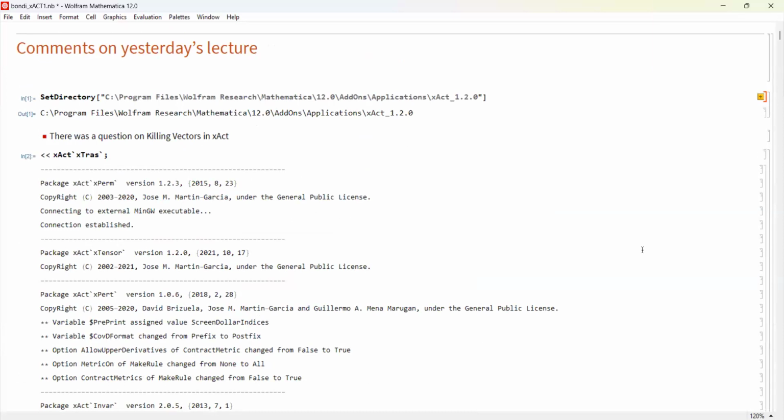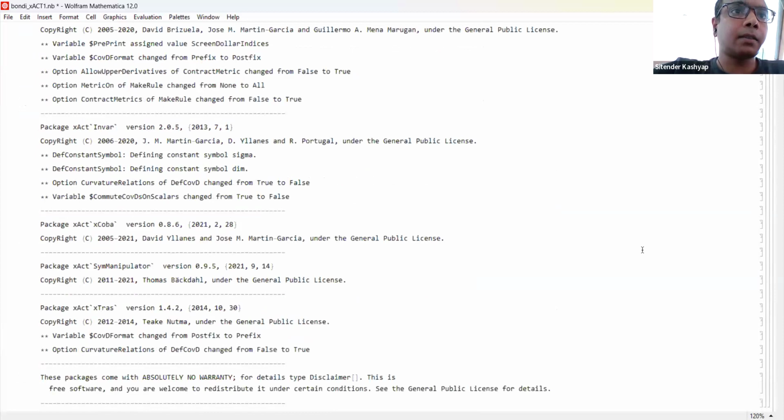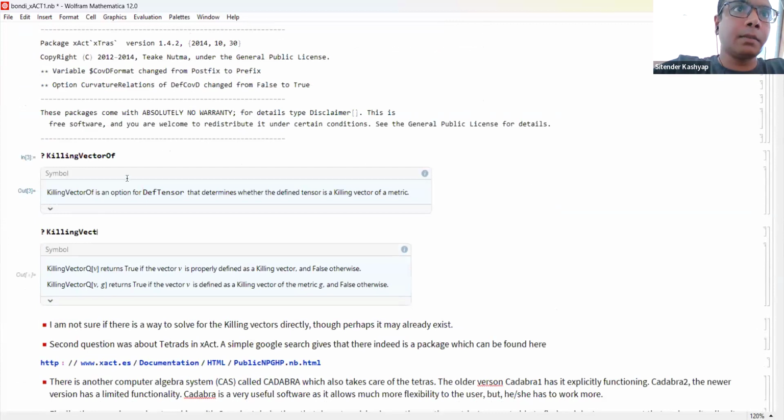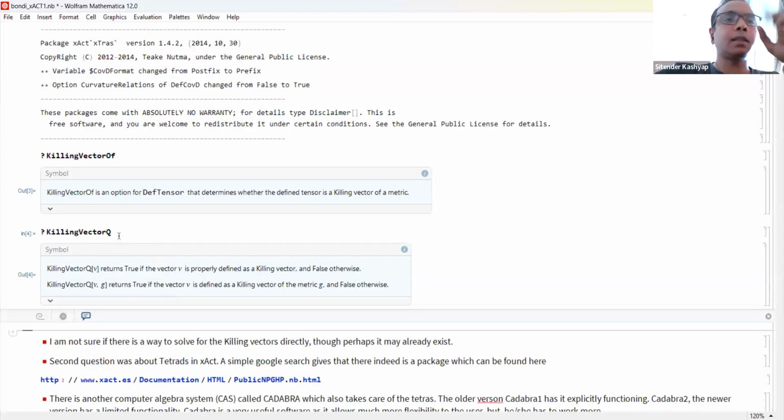Yes, yes. So if we load the package extras, we suddenly see that there are these commands. For example, if we just try searching "killing", it tells us about killing vectors. What this command does is it defines that a particular tensor is a killing vector of some metric. If you search more, for example, KillingVectorQ, what it says is that it checks whether a given vector is a killing vector or not.